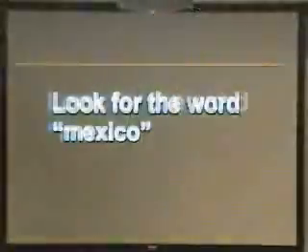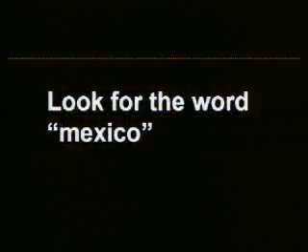So now we are going to see a sequence again. Look for the word Mexico. It's going to be large. Okay, so it's big enough. Yeah, right. On the yellow sign. Black on a yellow sign. Yeah, pretty good.